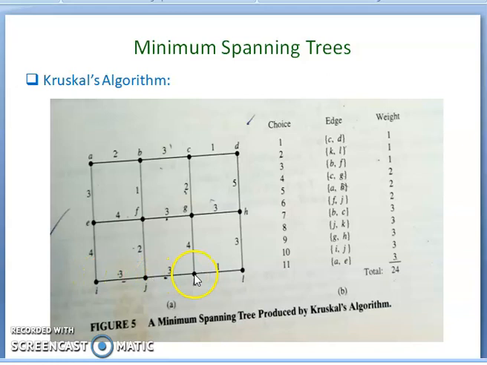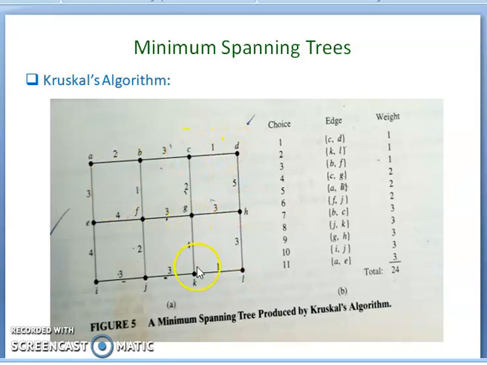You already considered this one, right? There is no loop formed. And here is HL. If you consider this HL, GH is already there. H is already reached and L is also reached. So don't consider this additional edge, right?